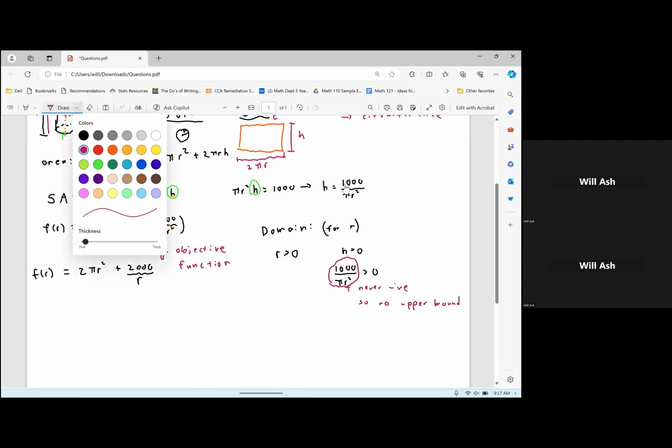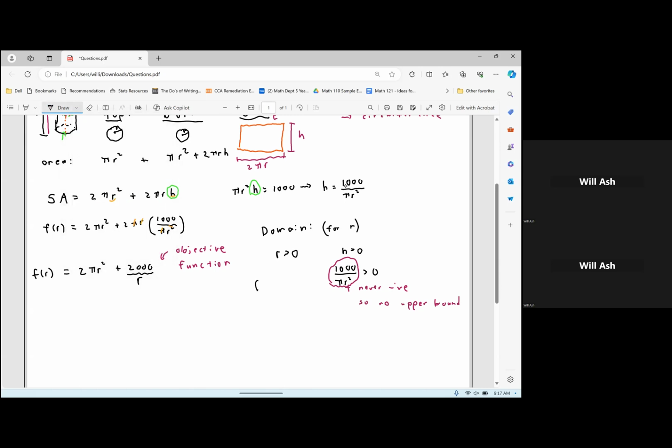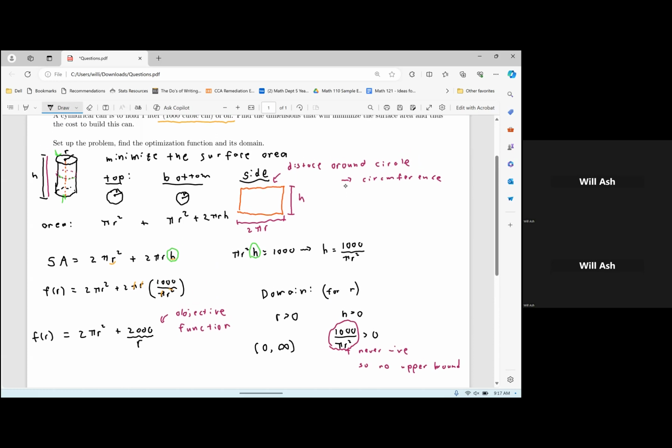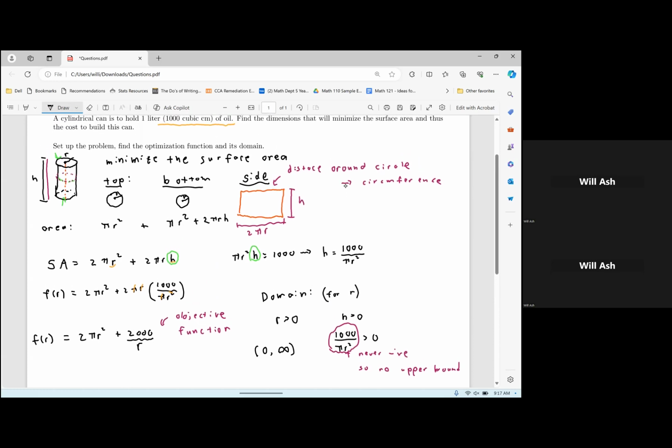So my domain is just r is positive. We like to put it in interval notation as 0 to infinity. Okay, there we go. So there is the objective function and its domain. And in the next video, I'll finish up the answer.